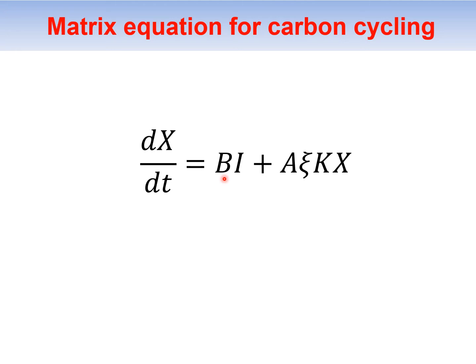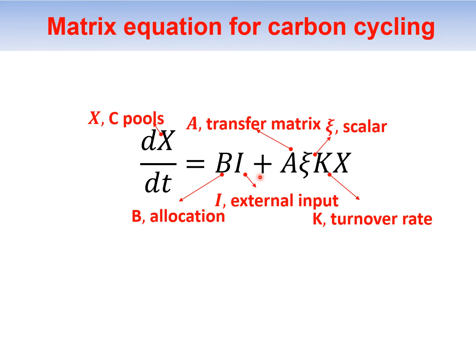B here is the allocation matrix, which functions to allocate the external carbon input I into different carbon pools. You could think of I as the photosynthetic carbon input. B captures the fraction of photosynthetic carbon that is allocated into different plant organs. X here is our state variable, that is the carbon pool size. K here is the potential turnover rate matrix. Kc here is the environmental scalar matrix that modifies the potential turnover rate.